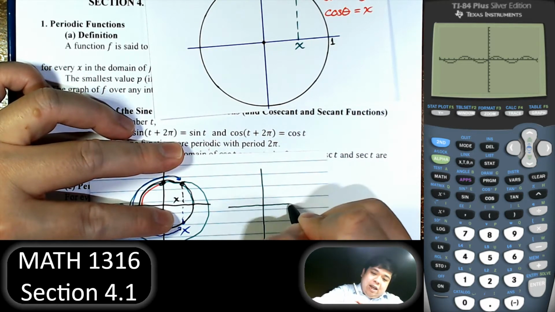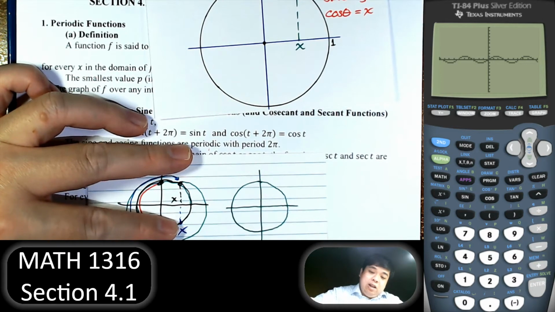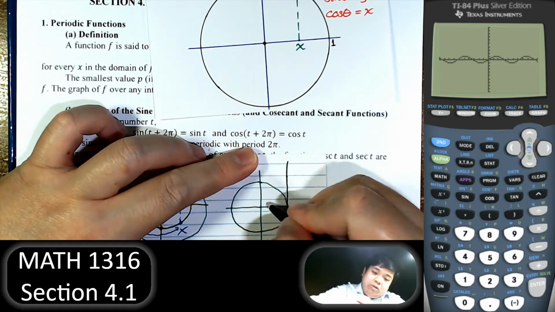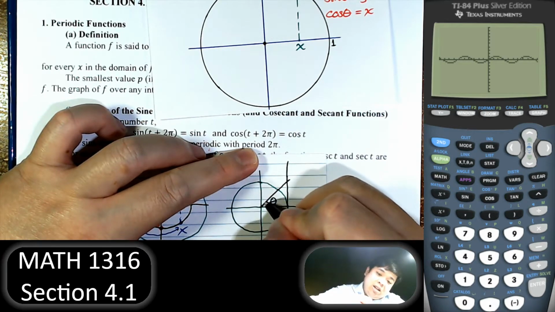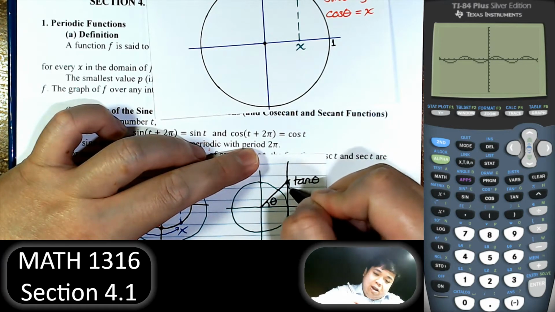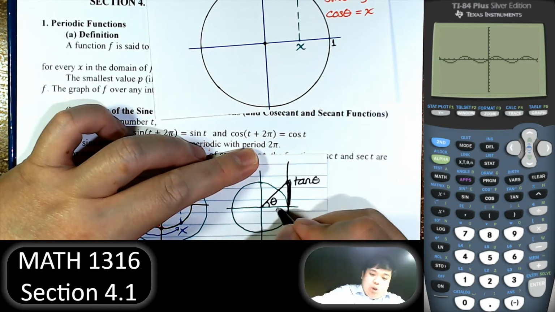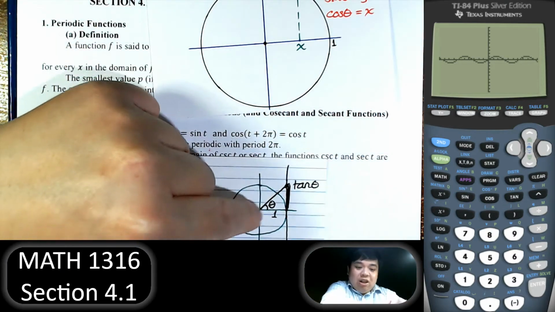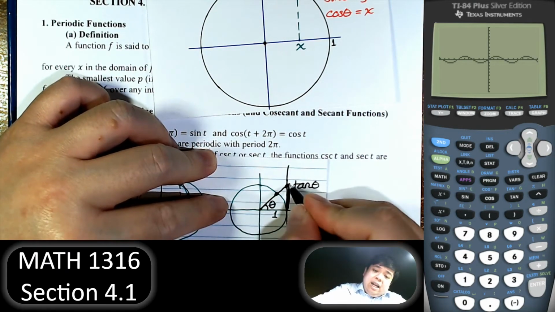Now, in section 3.3, we defined the tangent. We draw the tangent line to the x-axis, and whenever we have an angle, we extend the terminal ray to intersect here, so this will be tangent of theta. This value here. If this is the unit circle, whatever is on the tangent axis to the unit circle will give us the tangent values. So that point has that tangent value.